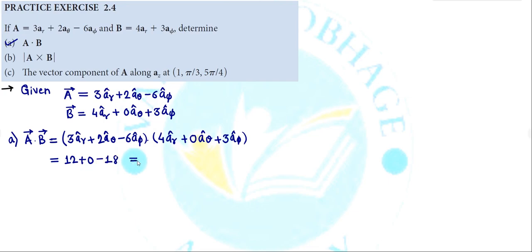So ultimately, what will be our answer? The dot product between vector A and vector B will be 12 minus 18, so that will be -6. So we have this as our final answer. The dot product between the given two vectors, vector A and vector B, is minus 6. This is our very first answer. This is quite simple, so there is nothing challenging within this one. Then next, we are going to move on to part B, where we are going to find the cross product between the given two vectors.